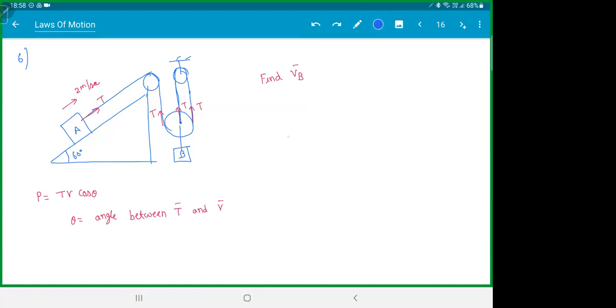So the power would be T into T, that will be 3T into VB. So we get VB is equal to minus 2 by 3. Minus indicates it is going downward. So be careful. It's not much, but I have seen people in a flow rate, they write T into 2 into cos 60. Just be careful. That theta is the angle between tension and velocity. It has nothing to do with the inclination.